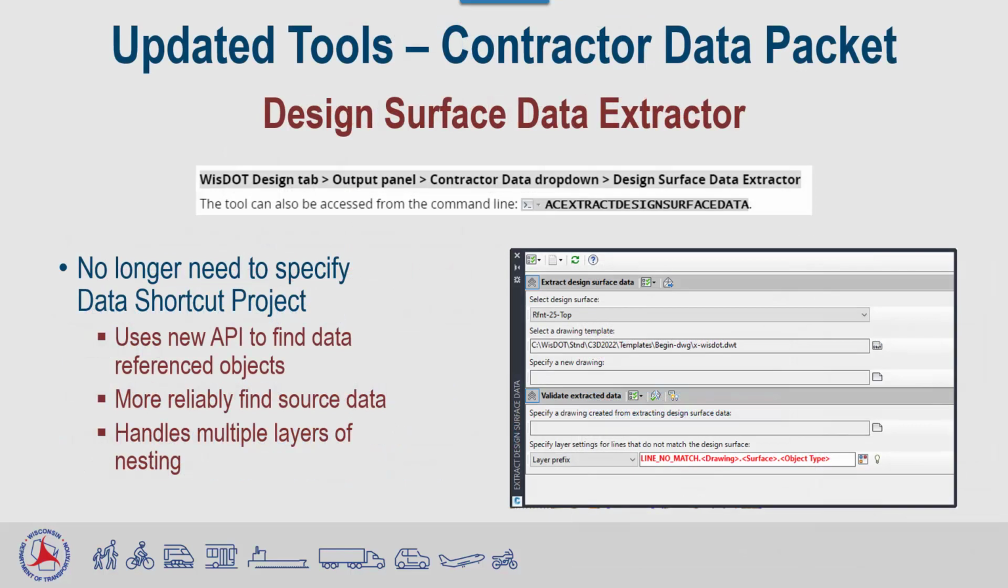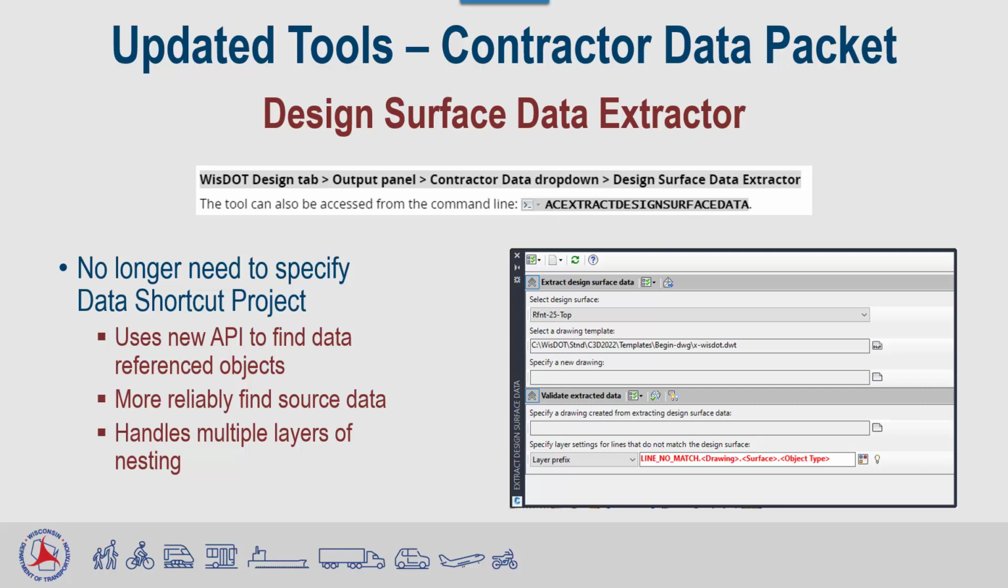Now let's focus on some of the things we've done to make the contractor data packet easier to put together. First, we've enhanced the design surface data extractor. The big enhancement here is you no longer need to specify the data shortcut project folder. There have been some new API improvements with Civil 3D and data shortcuts that have recently been added, and we've harnessed that with the design surface data extractor so you don't need to specify the data shortcut project.